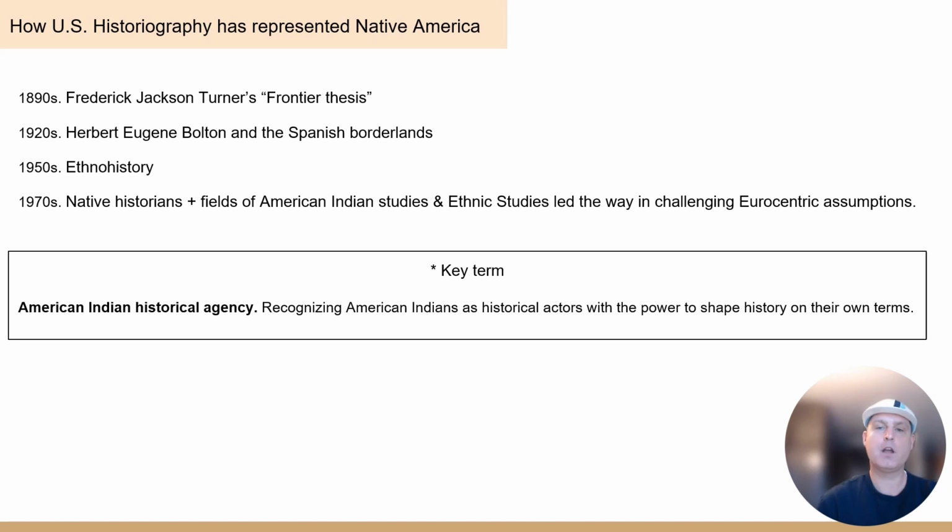Unlike Turner, Bolton included American Indians in the story. He recognized them as historical actors, but they still played a marginalized role in the larger narrative of European conquest. Yet another kind of history writing came from a school of thought known as ethnohistory. Starting in the 1950s, anthropologists began writing historical studies of American Indian peoples. Ethnohistory gave new attention to American Indian culture in the realm of history, but the discipline of anthropology also had a number of Eurocentric biases, and this historical tradition had its own share of problems.